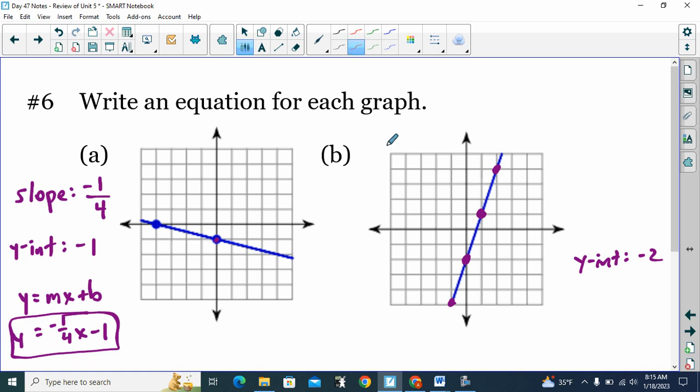I'm going to start with the leftmost point, and notice I'm going up 3 over 1. Up 3 over 1. My slope is up 3 over 1. 3 divided by 1 is 3. And now we can write our equation of the line. Y equals mx plus b.